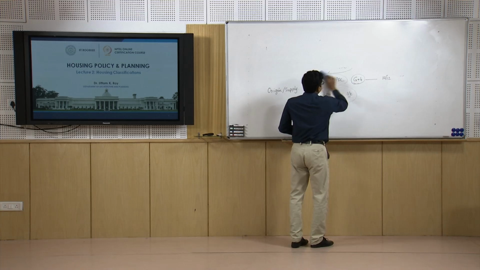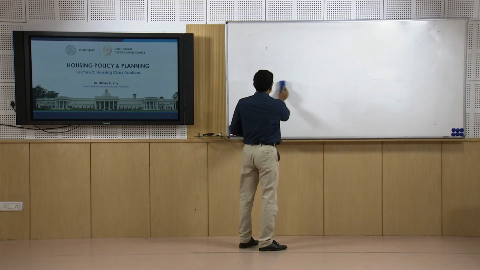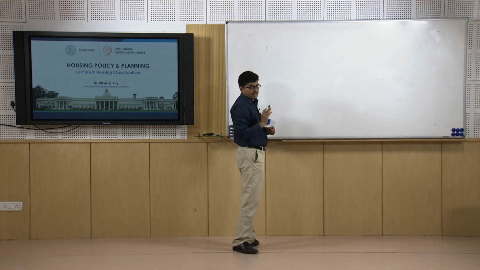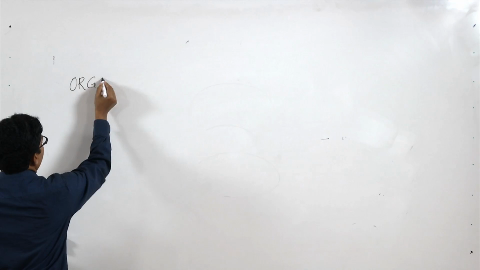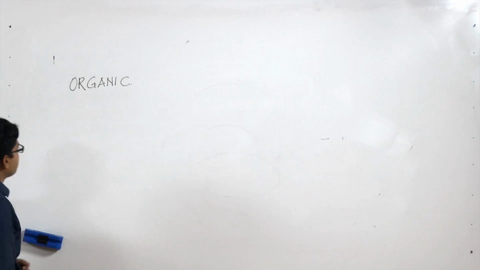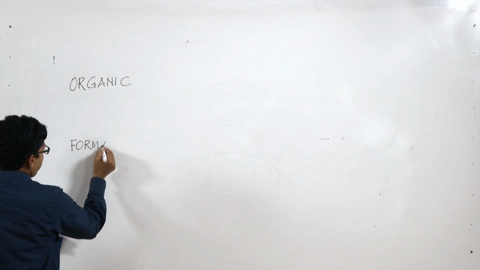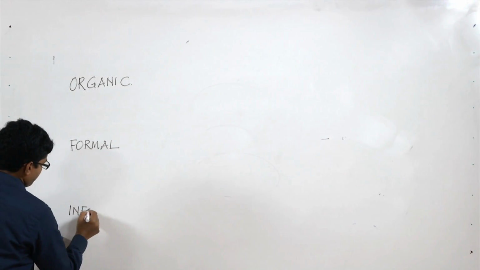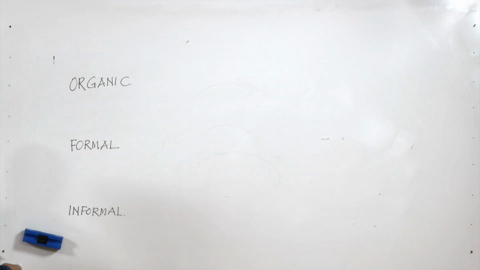Finally, we will see housing classification based on their origin or the supply. Now, from this perspective, there are 3 broad categories. The first is organic house, second is formal, and third is informal. Now we take one by one.